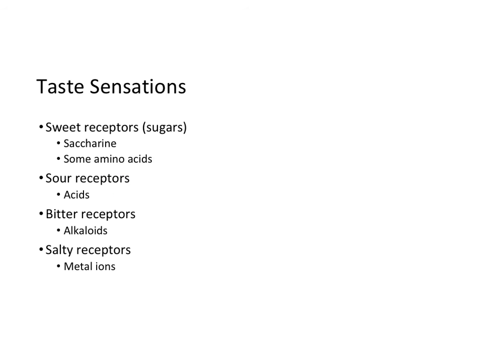Your taste buds are able to detect several different types of flavors or sensations. There are sweet receptors, or sugar receptors. They can detect things like saccharin and some amino acids. Sour receptors respond to acids, so that'd be things like vinegar or lemon juice. Bitter receptors respond to alkaloids, which are typically things that are basic. And then salty receptors react to metal ions, because when salt dissolves in water, it dissociates into a metal ion.